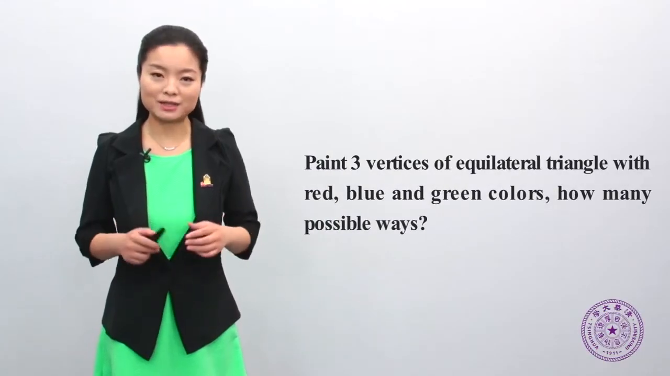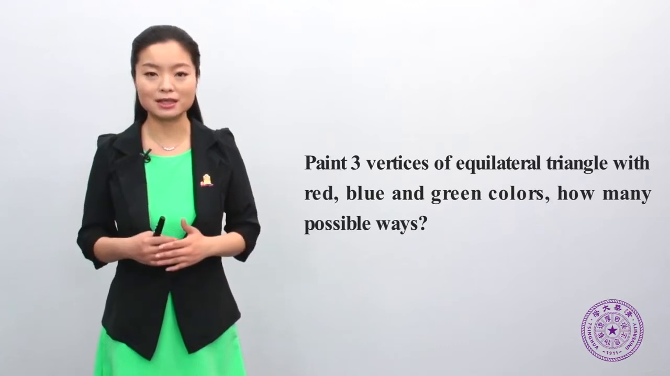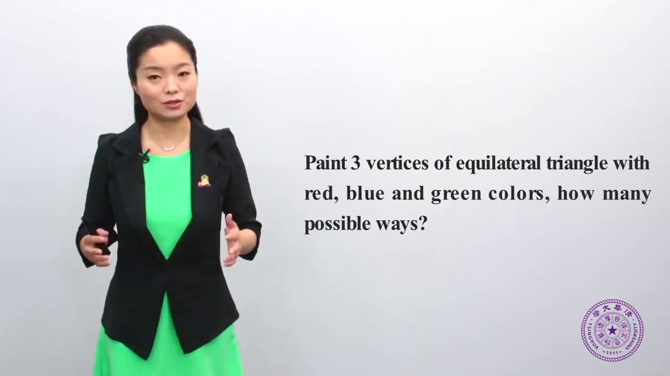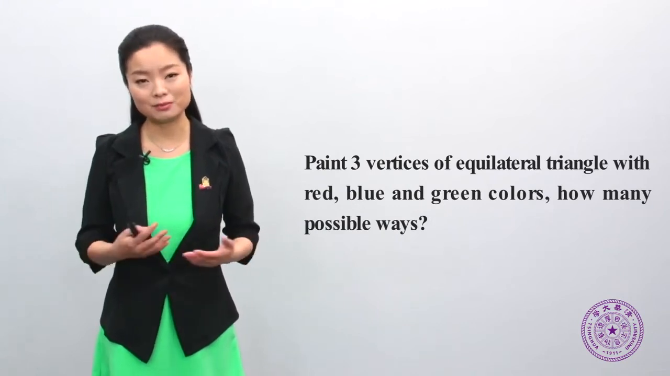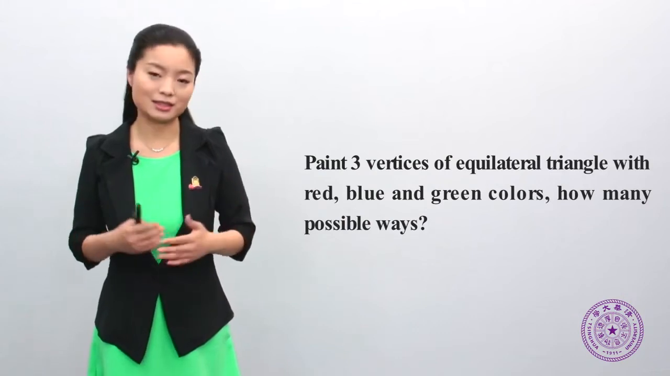Next, let's take a coloring of an equilateral triangle example. For example, an equilateral triangle has 3 vertices, and now we can paint it using red, blue, green colors. How many possible different solutions are there? And then for now, let's be more sophisticated.